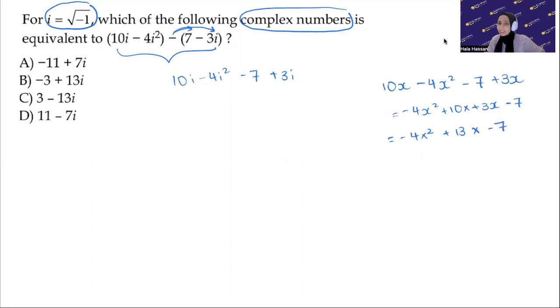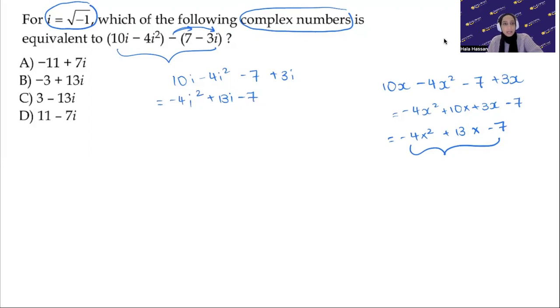Now, remember, we weren't dealing with x, so instead of x, I'm going to bring back that i. So this is equal to -4i squared plus 13i minus 7. I'm just using what I had over here and writing it in terms of i. My first i looks really wacky, so I'm going to erase that and write it a little bit nicer. There we are.